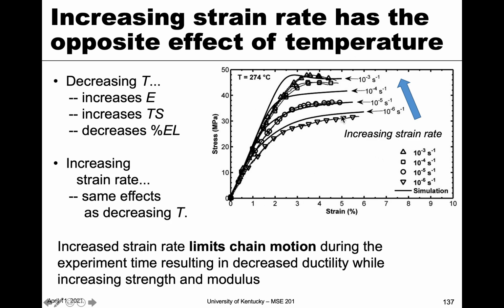Here's an illustration of that. A lower strain rate, you can see, has slightly more strain or elongation, but lower strength and lower modulus. However, if we increase the strain rate, it makes it stronger, but it also can make it more brittle, or less elongation. So increasing strain rate has the same effect as decreasing temperature because it's the same idea of limiting chain motion.